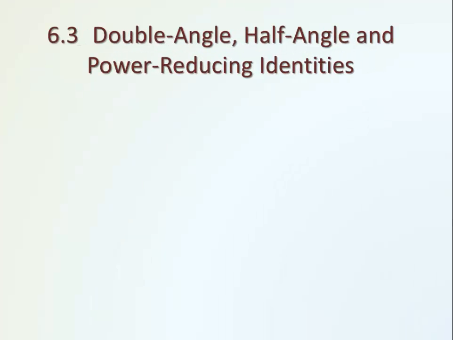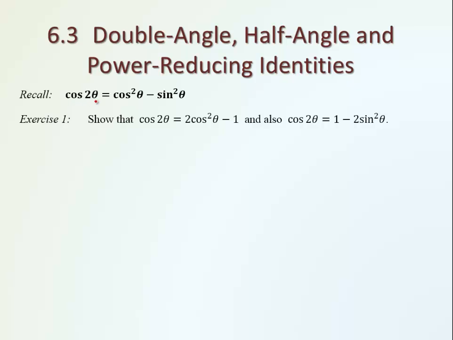In this lesson, we'll talk about double angle, half angle, and power-reducing identities. So, more identities. Let's recall the double angle identity for cosine. Cosine 2 theta is the square of cosine minus square of sine. And we also mentioned that this identity can be presented in three different forms.